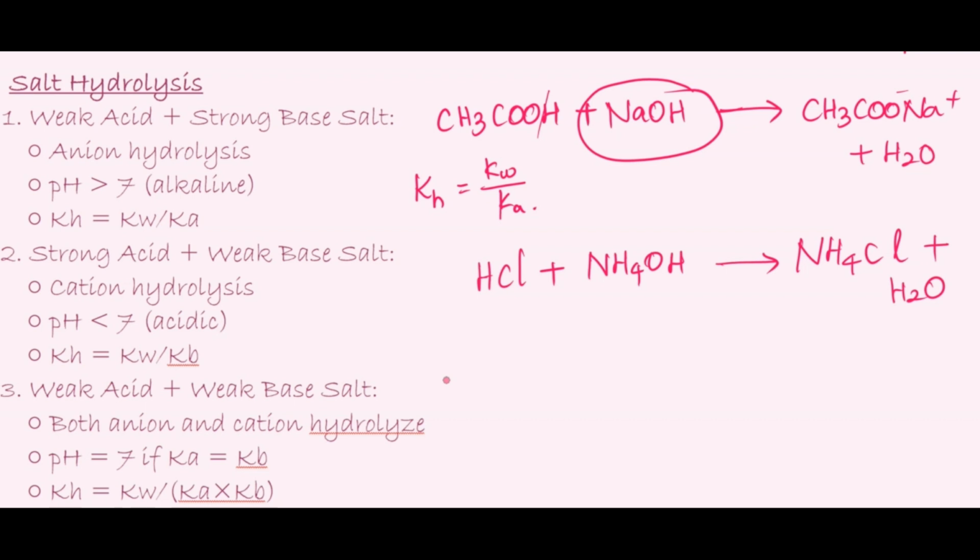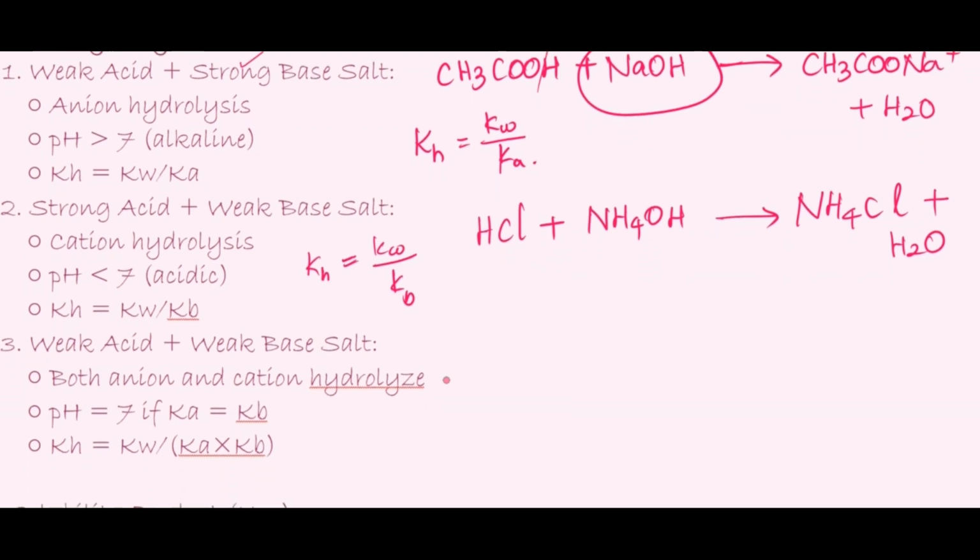You can remember it like, if I'm adding strong base, the solution becomes alkaline. I'm adding strong acid, the solution becomes acidic. You can remember it like that. And here you can find the KH value, the hydrolysis constant value, by Kw by Kb.